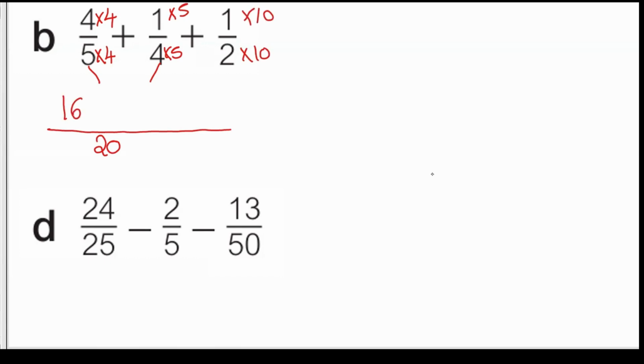So I have 16 plus 5 plus 10, which 16 plus 5 is 21. 21 plus 10 is 31. So you have 31 over 20, which will become 1 11 over 20.